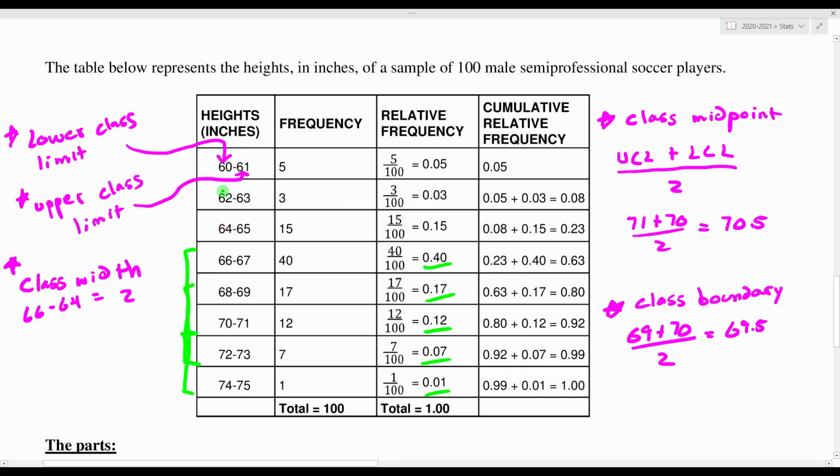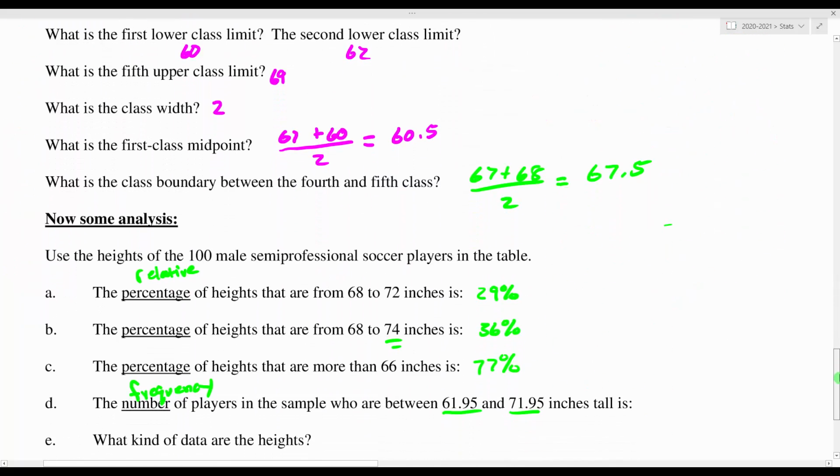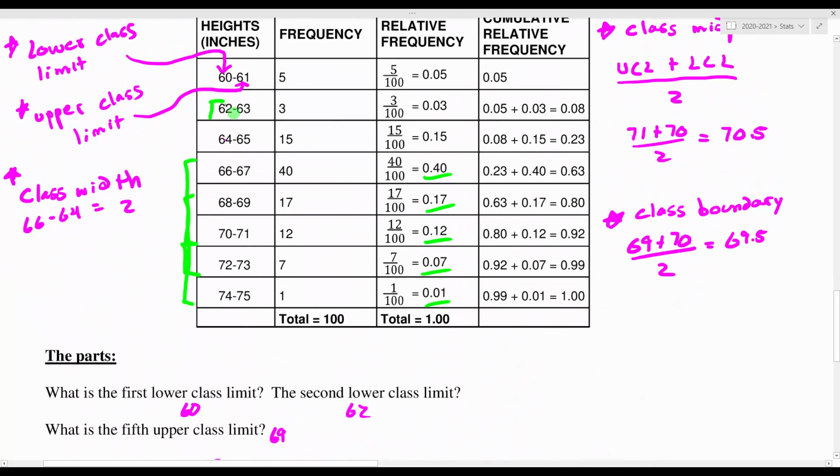And so we're going to start here for this question, and they want 61.95 up to 71.95. So I would say that includes everything up to here. All right, because this next class might include some players that are taller than 71.95. All right, so I'm going to add up these frequencies, right, because they wanted the number. So I would add up these guys right here. And I think if you add those up correctly, you should get a grand total of 92 players.